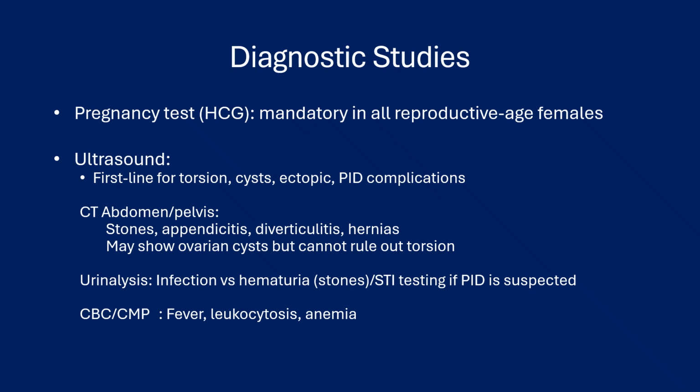Urinalysis, infection versus hematuria. Typically we'll see hematuria with kidney stones. STI, sexually transmitted infection testing if PID is suspected. CBC and CMP, just general labs that we normally will do. Certainly you would want that in the event that someone had fever. You may see leukocytosis on the CBC as well as anemia.